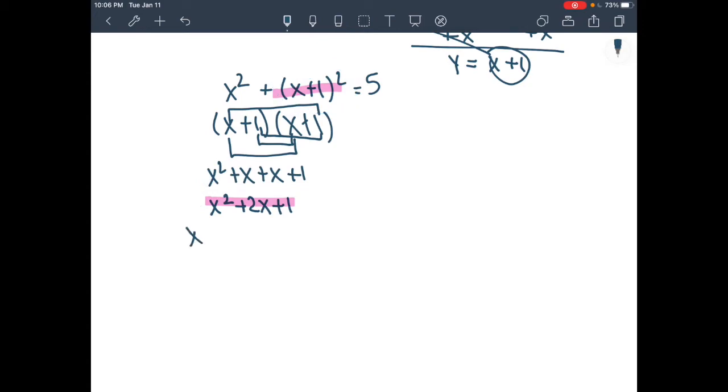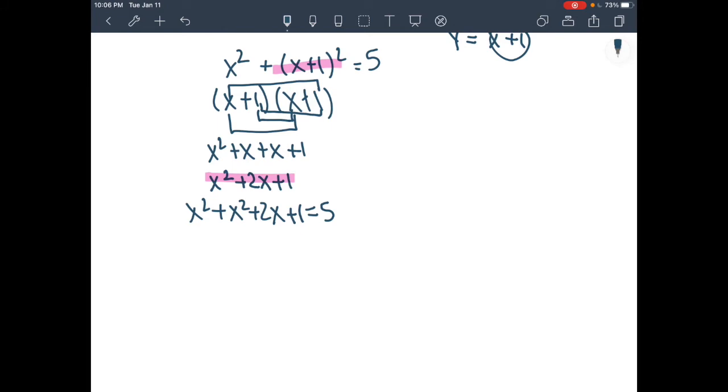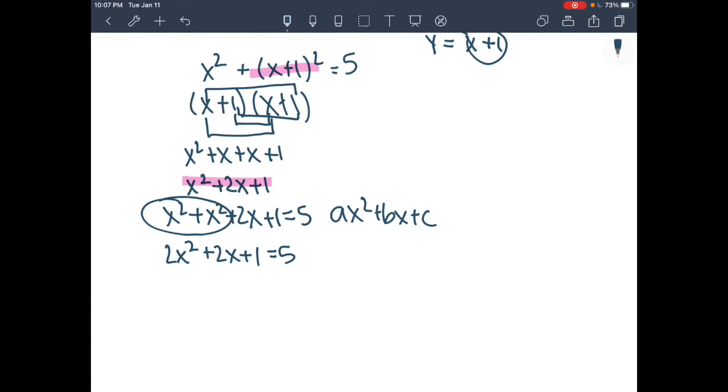So then I write x squared plus 2x plus 1 equals 5. All I did was replace, and now I need to simplify and then get it into ax squared plus bx plus c form, which is standard form. So x squared plus x squared is 2x squared plus 2x plus 1 equals 5. Then I'm going to move the 5 over to the other side to get the c together. So now I have 2x squared plus 2x minus 4 equals 0.